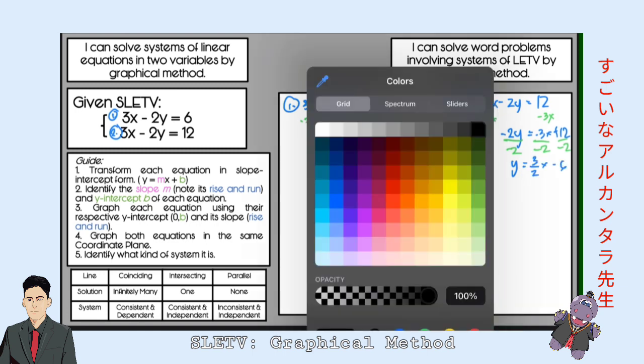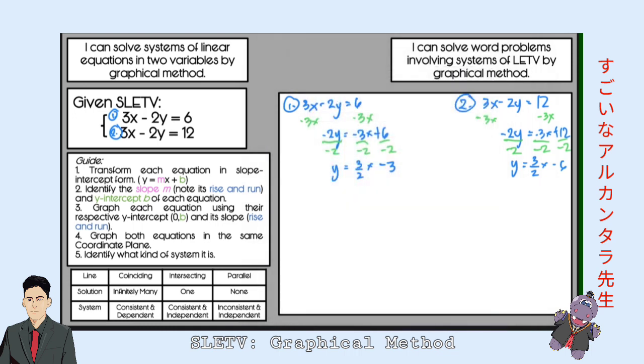Now you can see again that there's something that we can notice with the pattern here. The slope here is 3 over 2. The y-intercept here is negative 3. The slope here is 3 over 2. The y-intercept here is negative 6. Meaning the rise is 3, the run is 2. The point is at 0, negative 3. Similarly, rise is 3, run is 2, but the point will be seen at 0, negative 6 first.